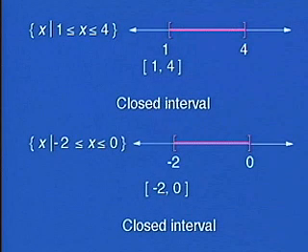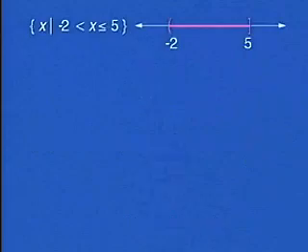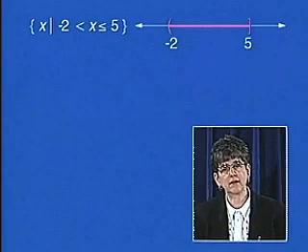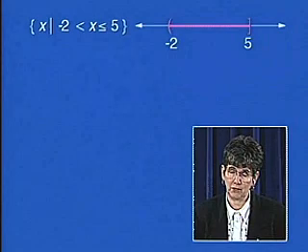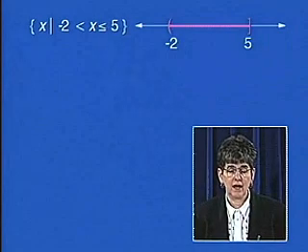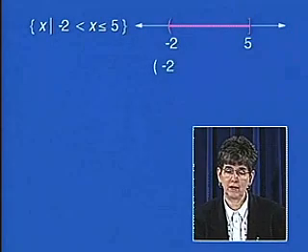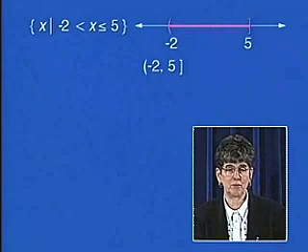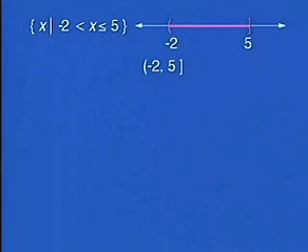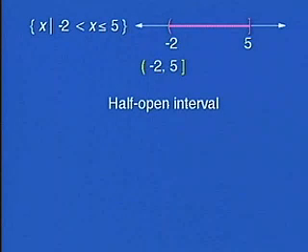Now sometimes we'll have inequality statements that contain both less than signs and less than or equal to signs. Here's an example. We have the set of all x such that x is greater than -2 but less than or equal to 5. We again mark our two numbers on our number line, -2 and 5. But this time we put a parenthesis around -2 since x cannot equal -2, but a bracket around 5. Our interval notation will start at -2 and extend to 5. Notice how we have a parenthesis on one side and a bracket on the other. In this case, we call this a half-open interval.